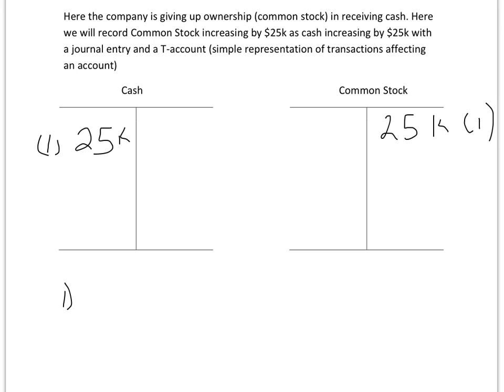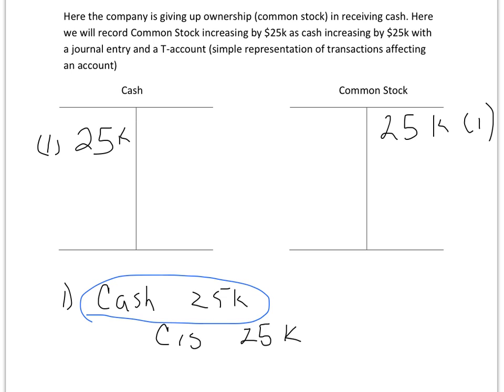And if we create our journal entry, we debit cash and we credit common stock of $25,000. So the T accounts and the journal entries line up exactly. We received cash of $25,000. Cash is an asset. It increased, so we should debit it, put it on the left side. We issued common stock. That's what we gave up. So we should credit it and put it on the right side.